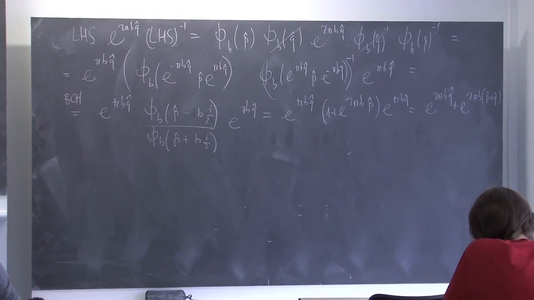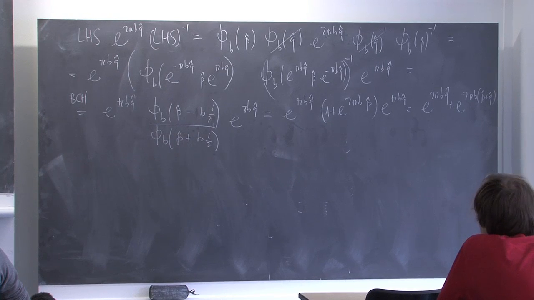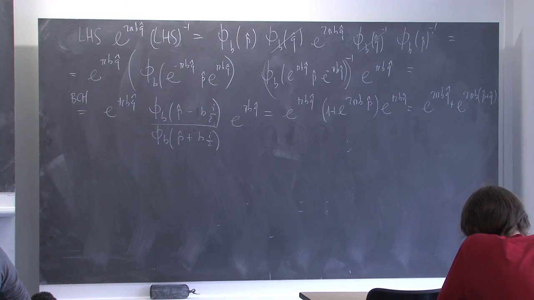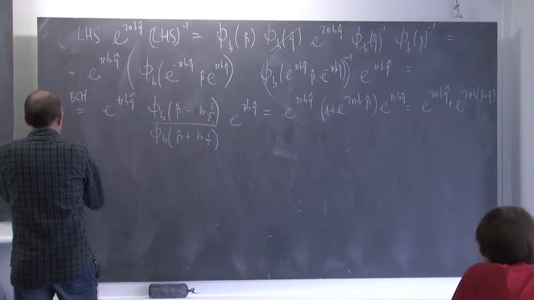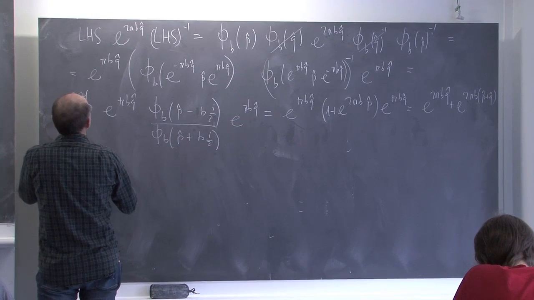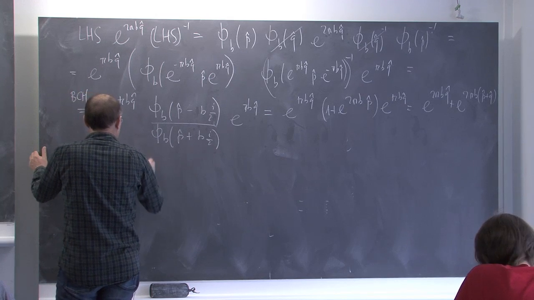And now we can try to do the same exercise for the right-hand side. But it will be longer, but not very much, I would say. But let us see. Let us try to do now this conjugation of E^{2πbQ̂} for the right-hand side.